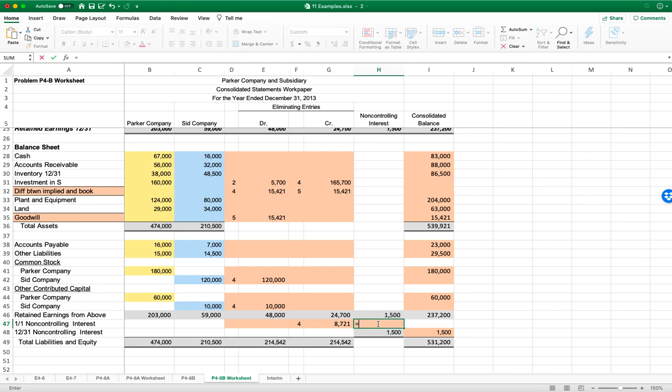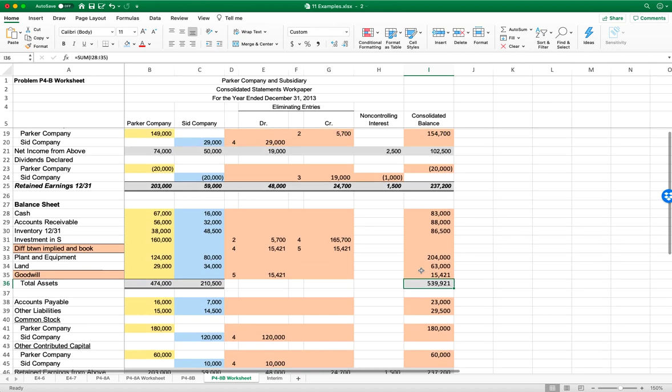We're going to bring over, so let's see, do this thoroughly. Subtract anything in our debit column, add anything in our credit column, and that's going to bring over our beginning balance of non-controlling interest and calculate our final ending balance, which gives us a balanced balance sheet.